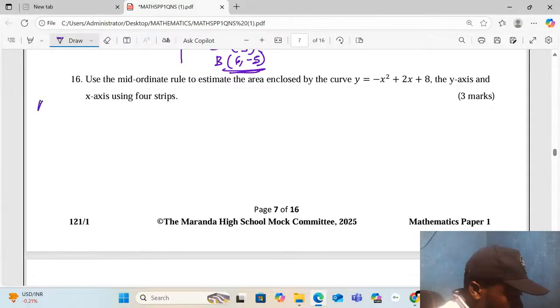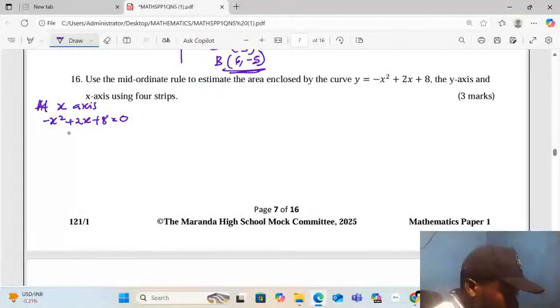At the x-axis, the equation is negative x squared plus 2x plus 8, which should give us 0. So let us look for the value.